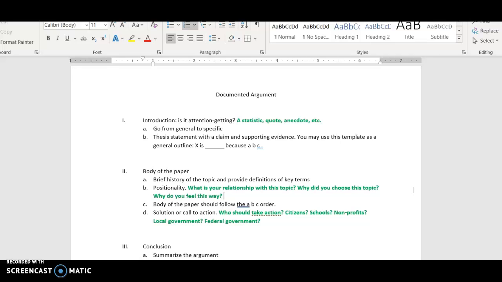Now the next part is different, that you may not have done in high school or anything. You get to put a solution or call to action. How can this problem be solved? Who should take the action? Realizing that we are not the government, realizing that we are not millionaires. However, you've done the research, you know enough that you can conjecture ideas and solutions. So who should take action? Citizens, schools, nonprofits, the local government, the federal government.